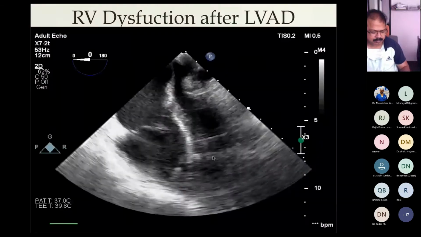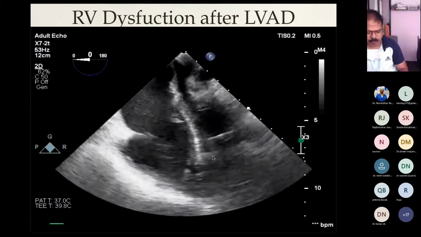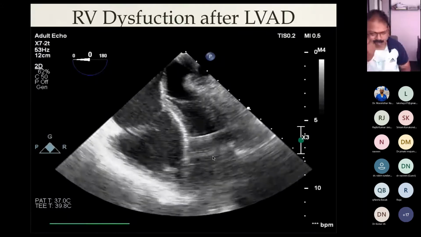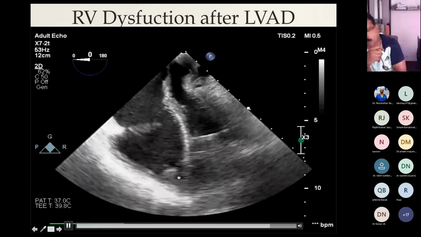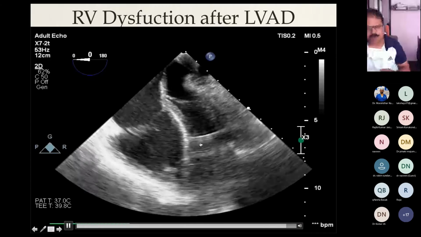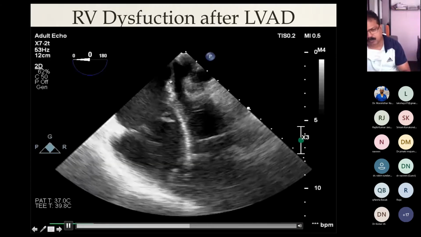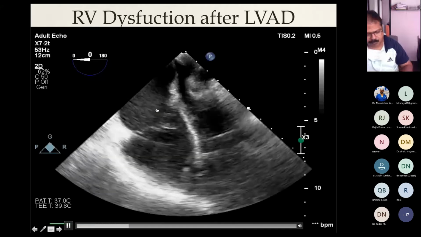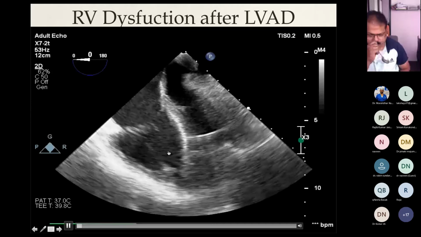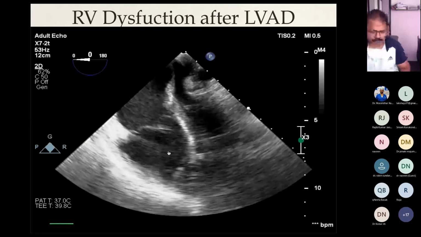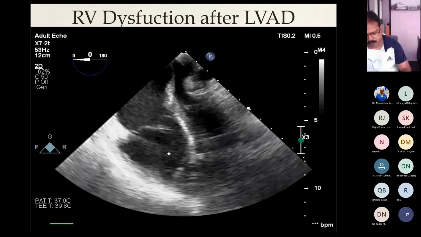RV dysfunction after LVAD is the most common problem after LVAD replacement. As you can see in the image, the RV is grossly dilated, hardly contracting. The interventricular septum is deviated to the left. The interatrial septum is deviated to the left. So there is severe RV dysfunction. Initially, we start with inotropes and sometimes nitric oxide. If they fail, these candidates will go for an RVAD.